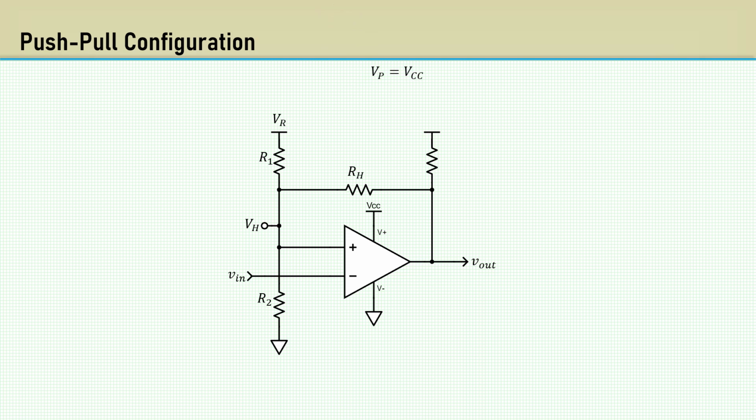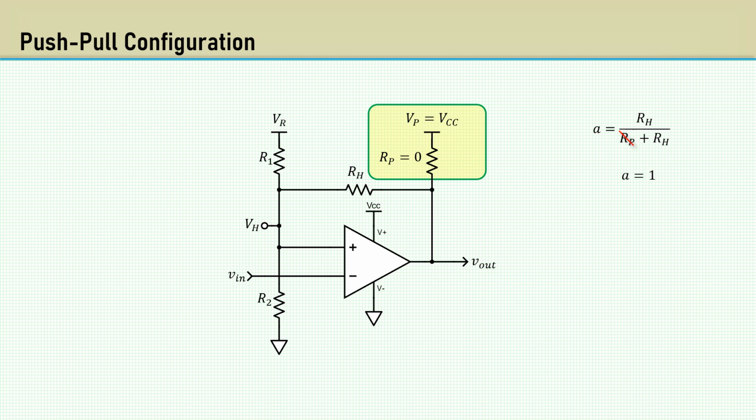To adapt this to a push-pull output, set VP equal to VCC and set RP to 0. With an RP at 0, the A coefficient goes to 1. Granted, this does not consider the high-level output voltage for a push-pull output. It approximates it as VCC. I have seen several rail-to-rail comparators that can push or pull between 30 millivolts of the rail.